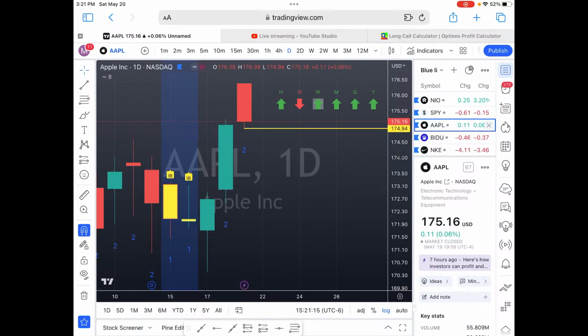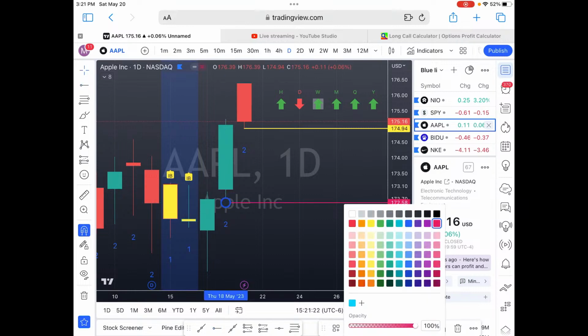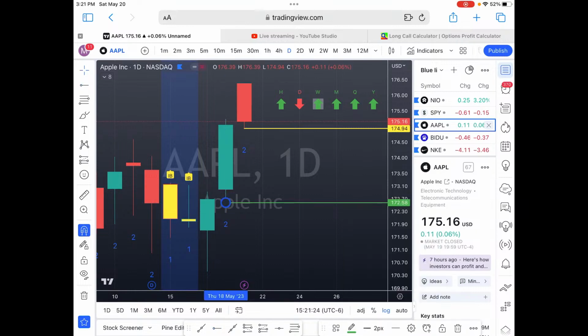We're going to look for puts at 174.94, and we just put our targets. That's pink because I was doing the weekly triggers as well. We put our target to the bottom side of the first preceding wick. The next target would be to the bottom of the next low preceding wick. We don't go through the candles. We just go to the next low.